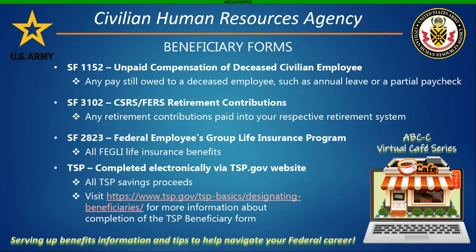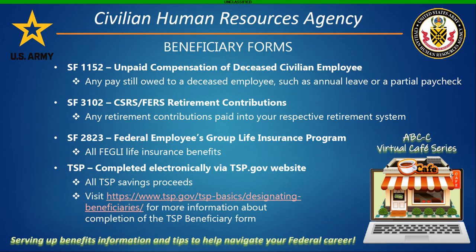This would pertain to any amount of pay that's still on the books with DFAS, such as a lump sum annual leave payment or a partial paycheck, if maybe you pass in the middle of a pay period. They still have to pay that out to someone. So they're going to pay that lump sum annual leave payment as well as that partial paycheck. That will be paid to whomever is listed on that 1152. And that can be a lot of money. A lump sum annual leave payment can amount to a lot.